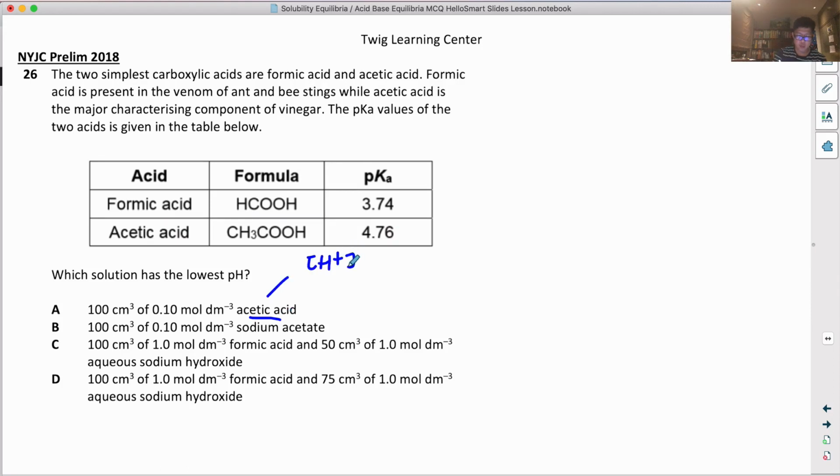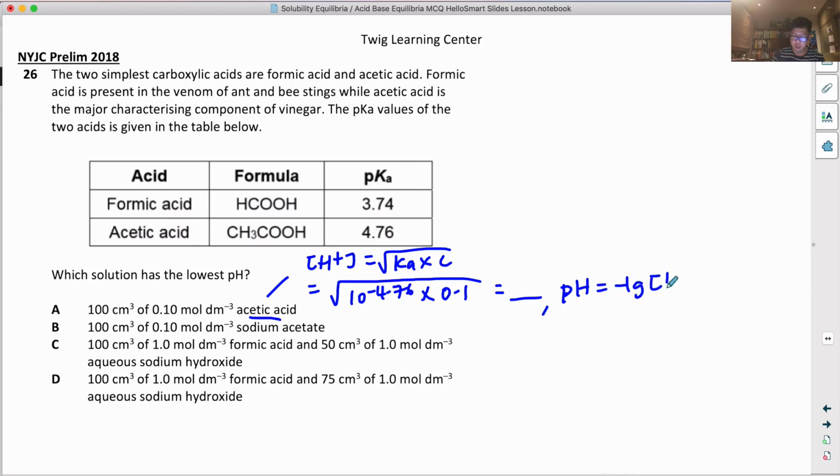H plus, okay, it's a weak acid, right, equals the square root of Ka times C. So H plus equals the square root of Ka of acetic acid, which is 10 to the power minus 4.76, times C, which is 0.1. So you can calculate the H plus, and after that you can calculate the pH, which equals minus log of the H plus concentration of the weak acid. Plug it in. I've calculated, the value I got was 2.37.